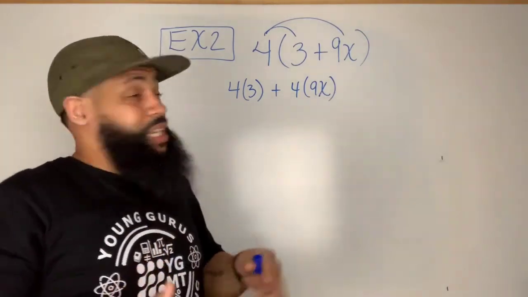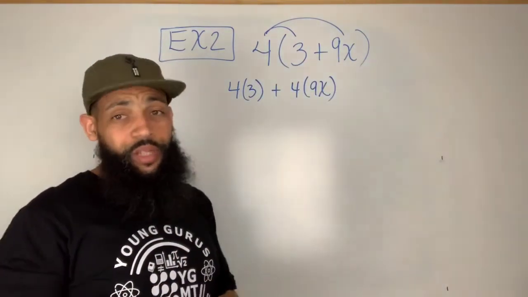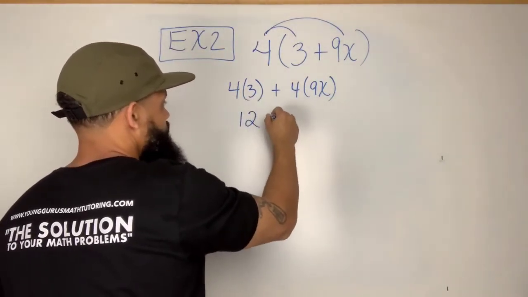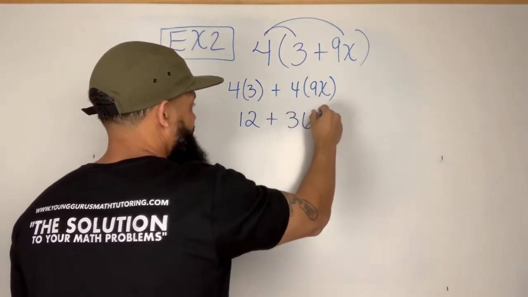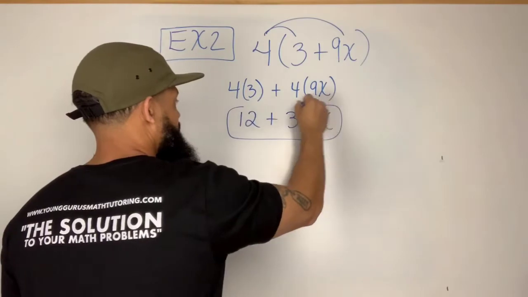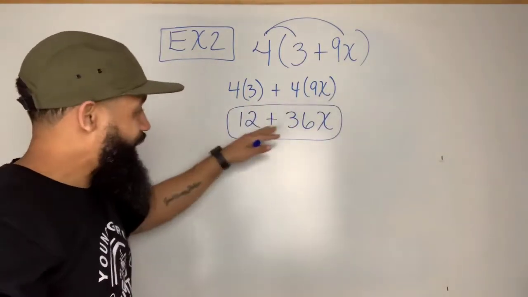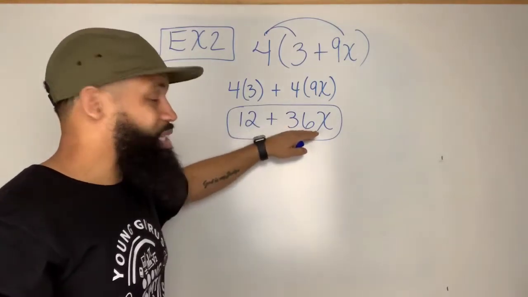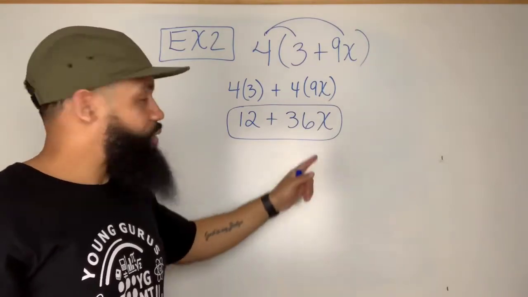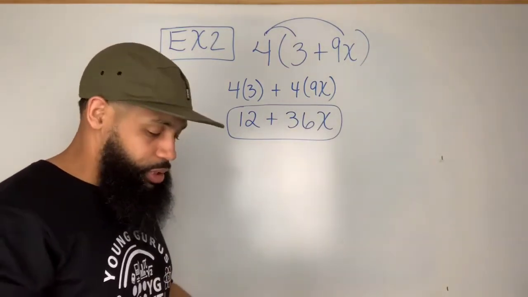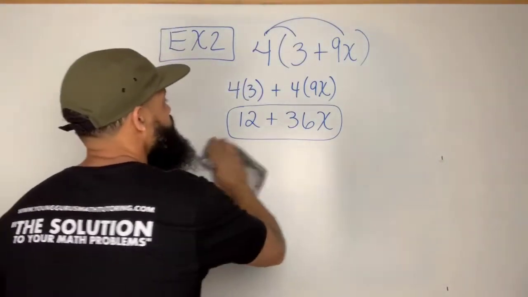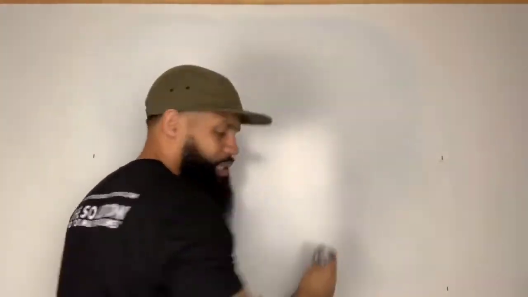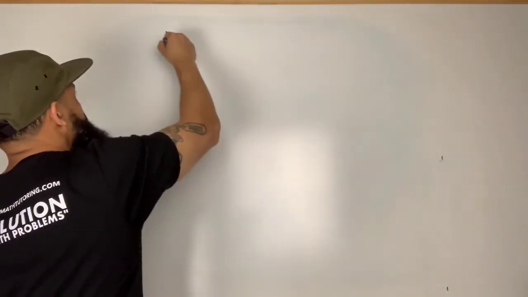Remember, this is an expression, so we cannot figure out what the value of that variable is. Okay, so we're just simply going to do 4 times 3 equals 12, plus 4 times 9 is 36, and we keep the x, and that is it. There's nothing more we can do with that. We cannot combine those because they are not like terms, simply because this is just the number 12, but this is 36 times some value x. We don't know what that value x is, so we cannot combine them. Please make sure you don't make that mistake. That's one of the number one mistakes that people make, and it's a common mistake, but you definitely don't want to make that mistake.